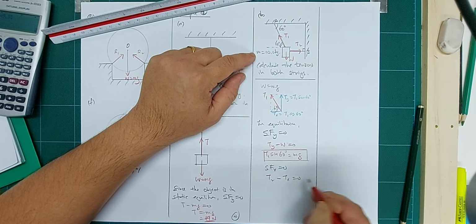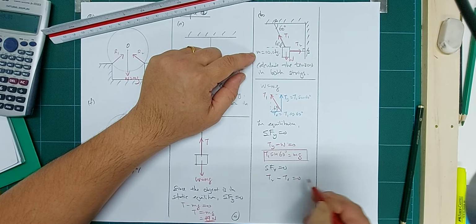T1 sine 60 divided by T1 cosine 60, you get tangent. Tangent 60 is equal to mg minus T2 over that. So T2 is mg divided by tangent 60. Let's calculate. The mass is 10 kg times 9.81, and then divide by tangent 60.